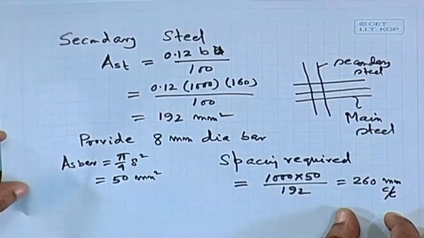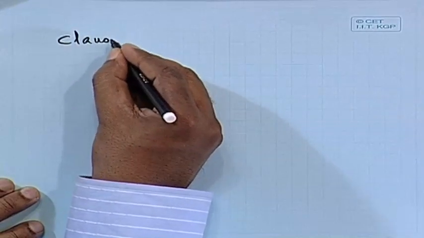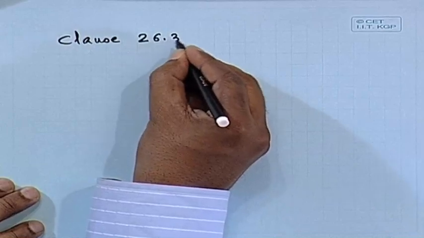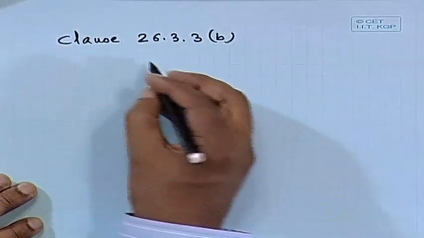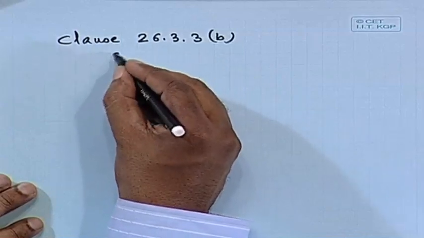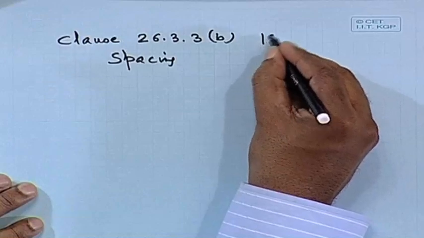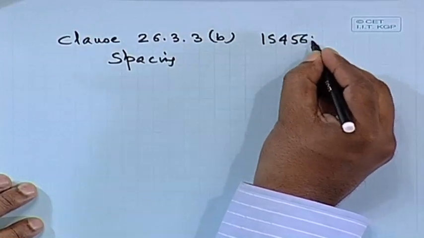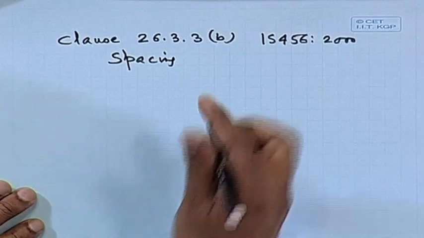Just to refer to this, I think we should refer to the clause 26.3.3b. This one is related to the spacing of reinforcement. Let us make it here. So, spacing of reinforcement.